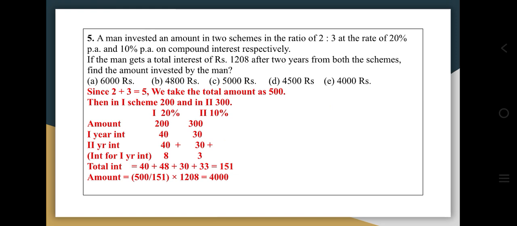So, the man invested in two schemes in the ratio 2:3. Since the ratio is 2:3 and 2 plus 3 is 5, we take the total amount as 500 and the amount invested in the first scheme as 200 and in the second scheme as 300.